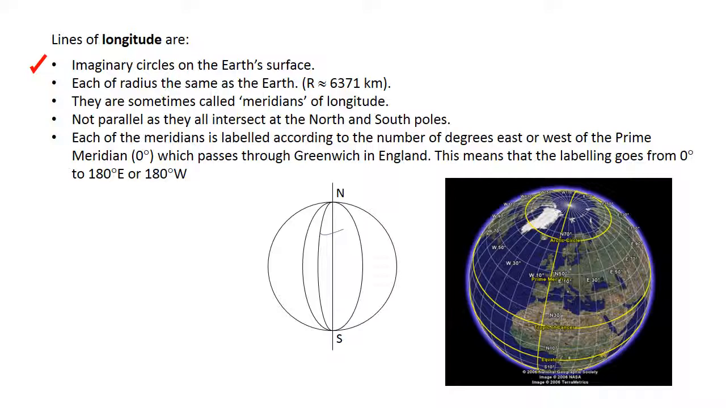Lines of longitude are imaginary circles on the Earth's surface. Each is of radius the same as the Earth. The Earth has a radius of approximately 6,371 kilometres. Lines of longitude are sometimes called meridians of longitude.